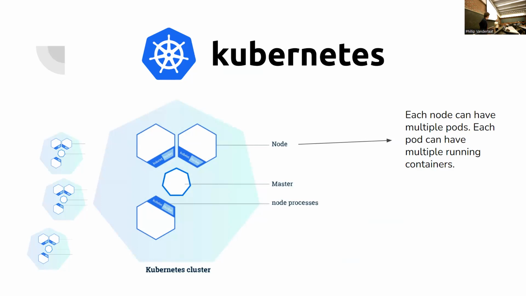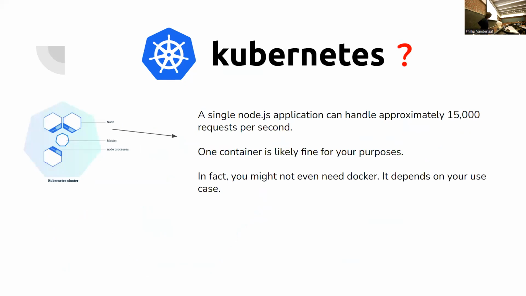But on the next slide, you'll see, do you even need it? Because a single node application can handle 15,000 requests per second. So most likely for any application we're building, one node server is probably enough. You don't need pods and multiple clusters and multiple nodes. That's overkill, and that's why we moved away from Kubernetes, because we're probably not getting 15,000 requests per second. So one container is likely fine for your purposes.